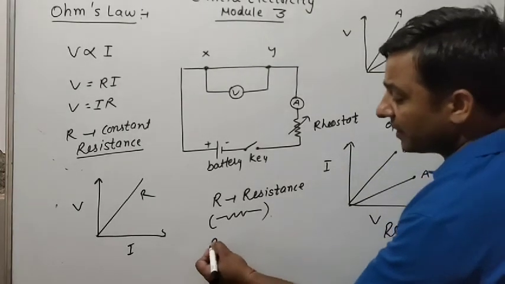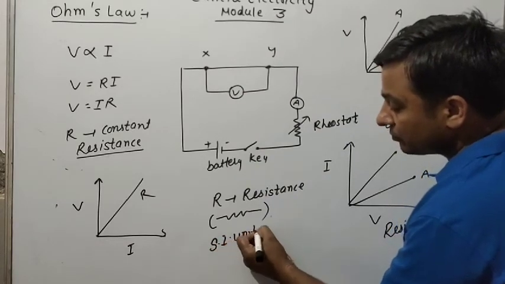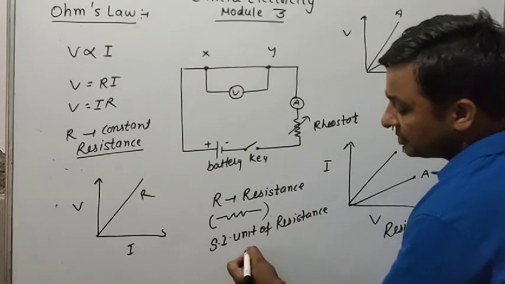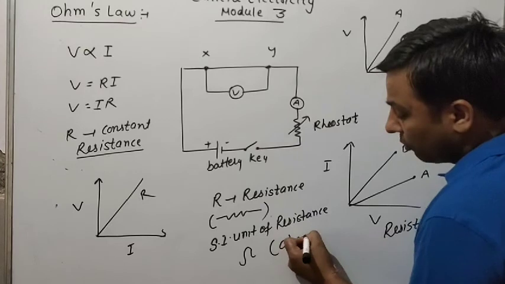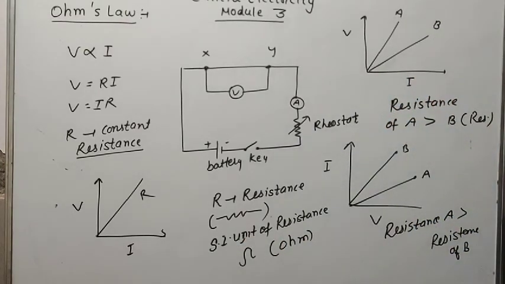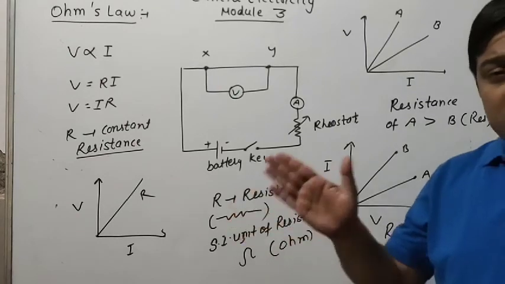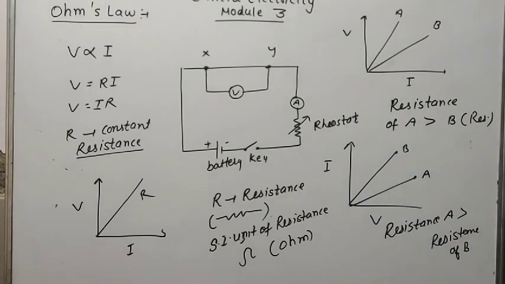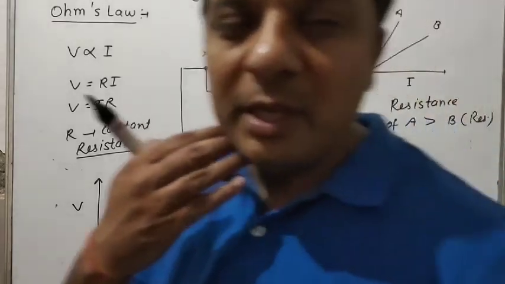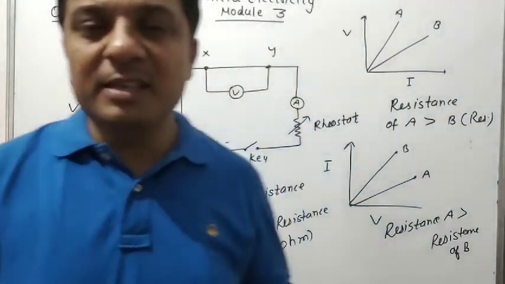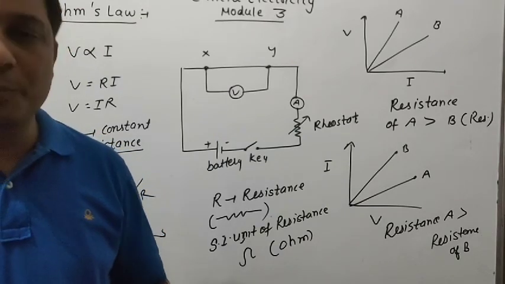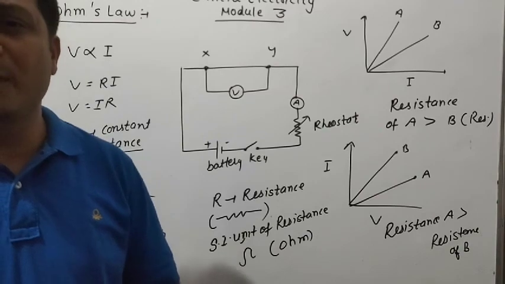So the SI unit of resistance is ohm, and this is the symbol of ohm, right? The role of resistance is to restrict the current, right? It is always inversely proportional. Where resistance is higher, the current will be low. If resistance is low, the current will be higher, right? So this is Ohm's law. Perhaps it is clear to all, right?